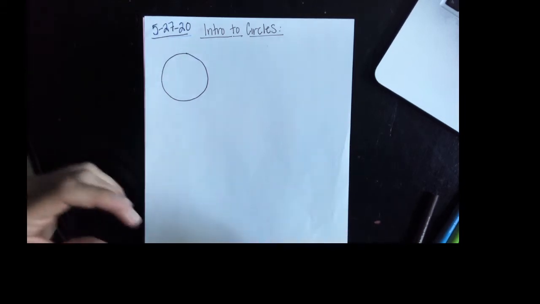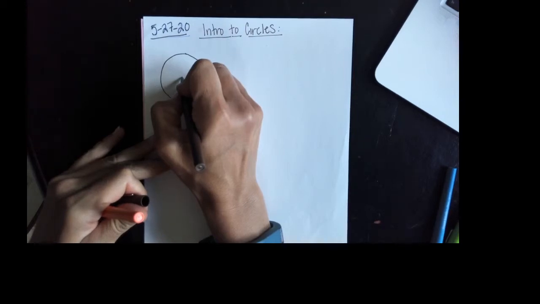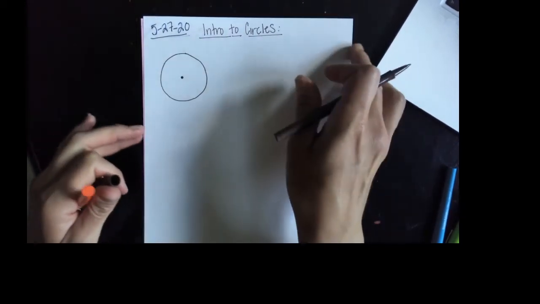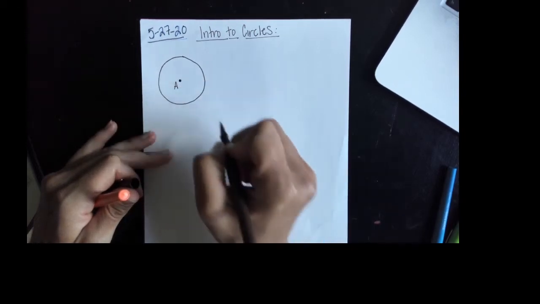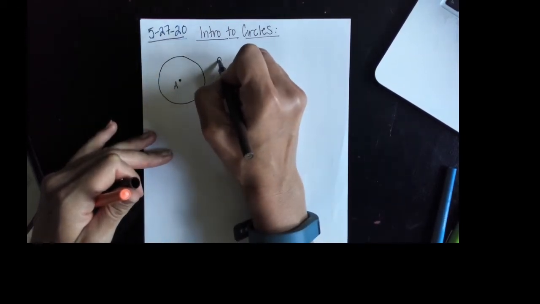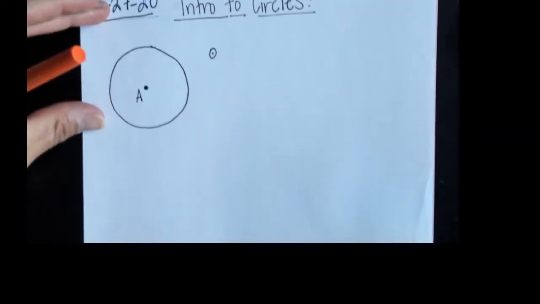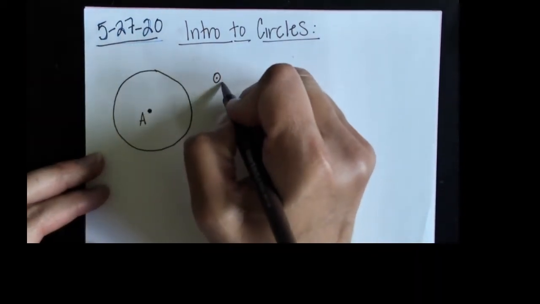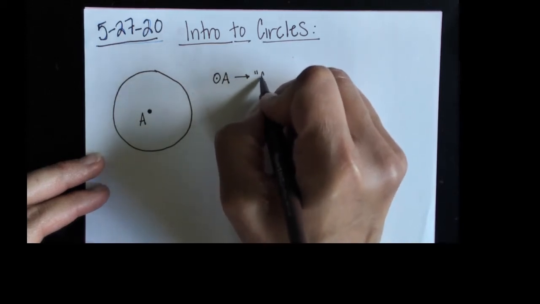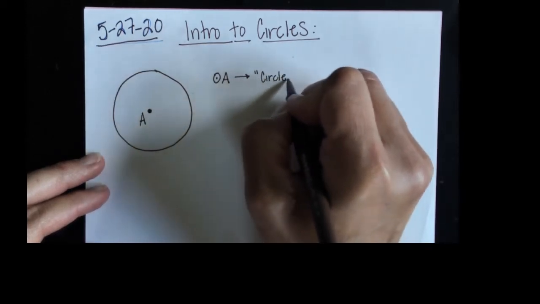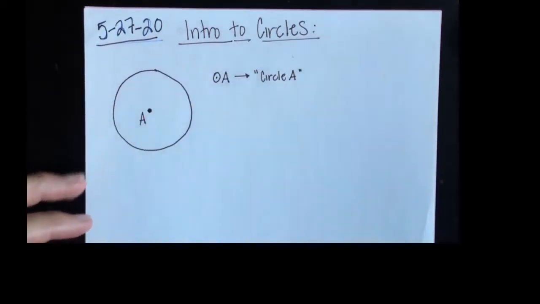So when we look at our circle, the first thing that we need to keep in mind is that the center of a circle is always designated with a capital letter. So we'll go ahead and call this circle A. The symbol is a circle with a center dot. You can kind of see that. And we put our capital letter next to it. So again, that's going to translate into circle A. So when we see our symbol, that's what we would say.